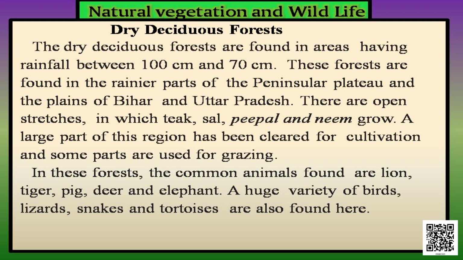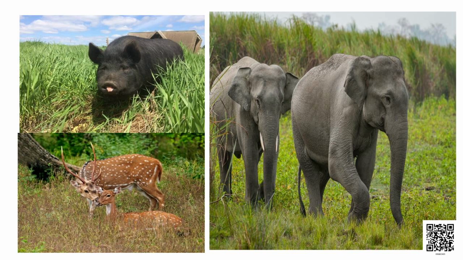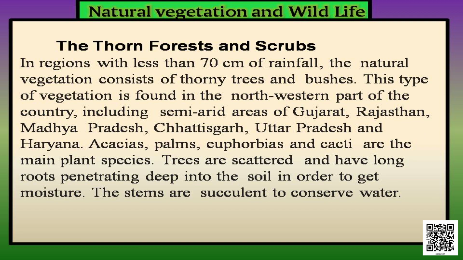Now let us discuss the animal kingdom in the tropical deciduous forest. In this forest, the common animals found are lion, tiger, pig, deer and elephant. Besides that, you will find a huge variety of birds, lizards, snakes and tortoises in the forest. Coming to the third category of forest, that is the thorn forest and scrubs.